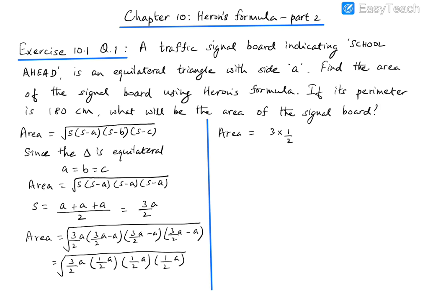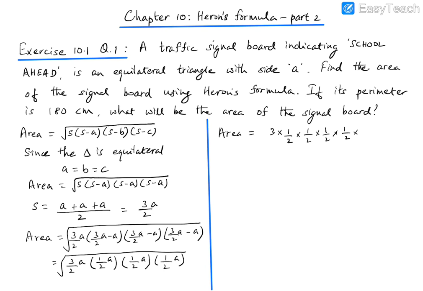So for the first 3 by 2, I'm writing that as 3 into 1 by 2. Then we have the 1 by 2, 1 by 2, 1 by 2, 3 times. So we'll write them 3 times. So 1 by 2 into 1 by 2 into 1 by 2.